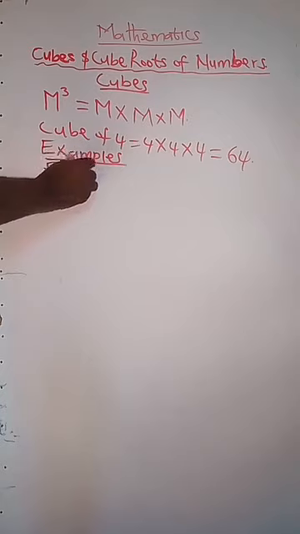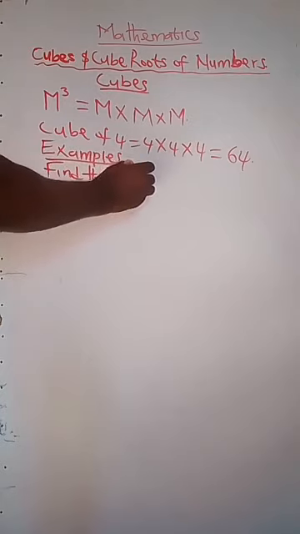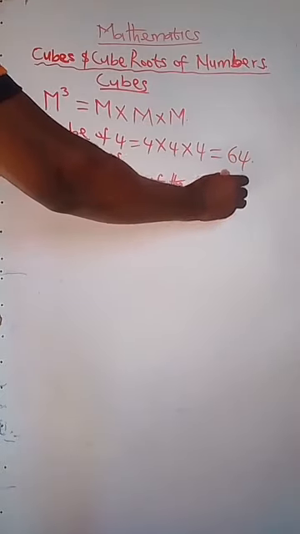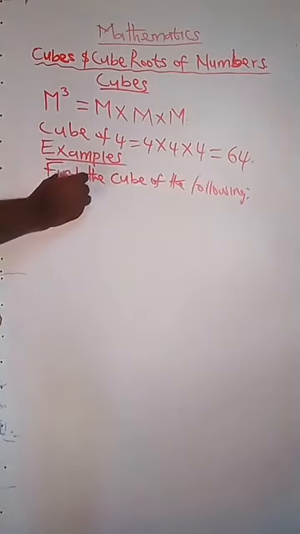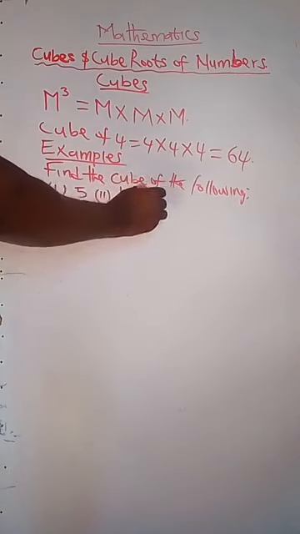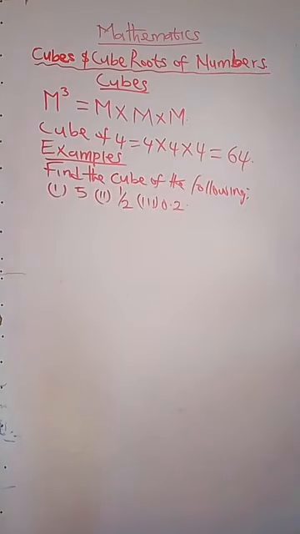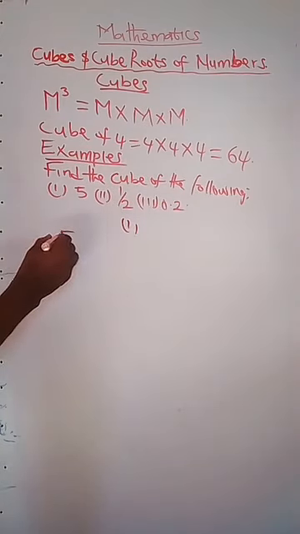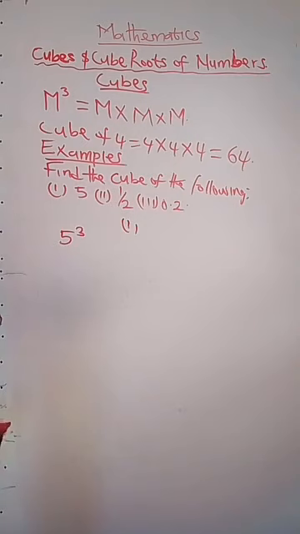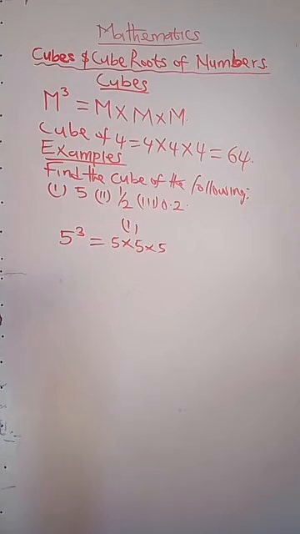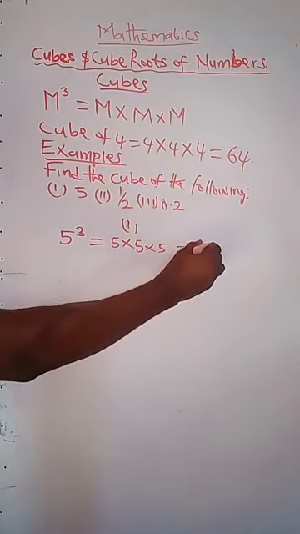Find the cube of the following. Right? 1, 5, 2, half, 3, 0.2. We want to see how we can find the cube of the following numbers. Let's start with 1. 5 cube is 5 raised to power 3. Since cube is power of 3, so this is 5 times 5 times 5. 5 times 5, 25. 25 times 5 is 125.